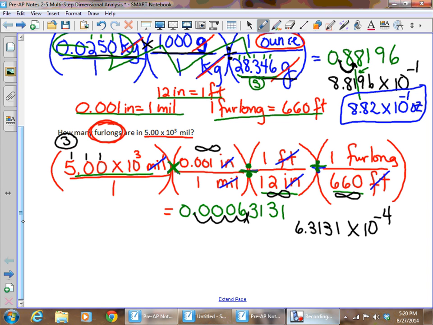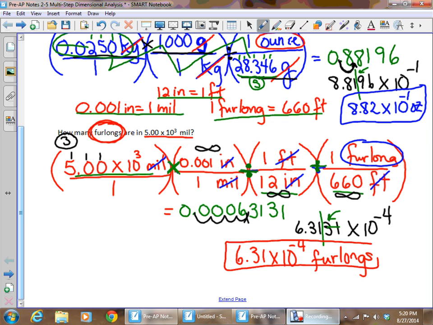So I draw my sig fig line. The very next number is a 3, so I do not round up. I just drop the rest of them. So my answer for this problem is going to be 6.31 times 10 to the negative 4th. Now please don't box that without putting a unit on it. Look up here. Make sure we circled that final unit and that you put that on the end of your problem. So 6.31 times 10 to the negative 4th furlongs is your answer.